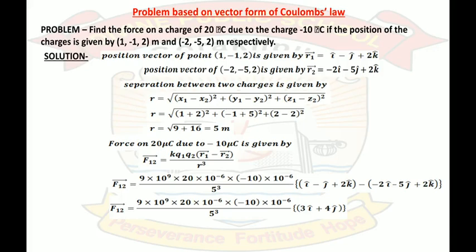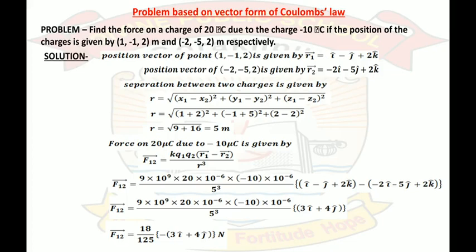Then by solving this side, it is simple mathematics. You can solve it easily. And here we are going to have F12 vector is equal to 18 upon 125 in bracket minus 3i cap plus 4j cap. Okay. This is the answer of our question. Is it clear? So this is how we use vector form of Coulomb's law. If the coordinates of the charges are given, we use vector form. This is all about vector Coulomb's law.